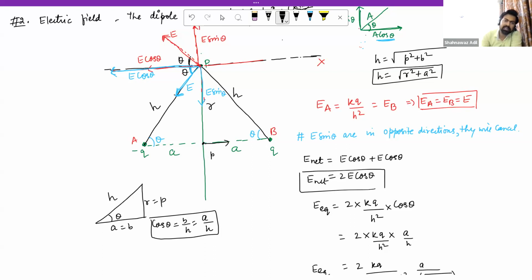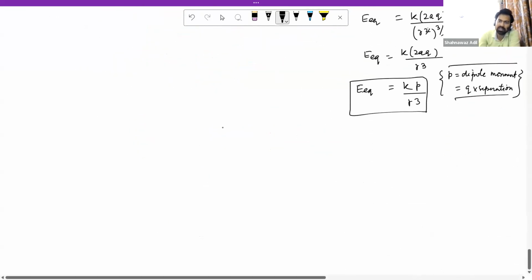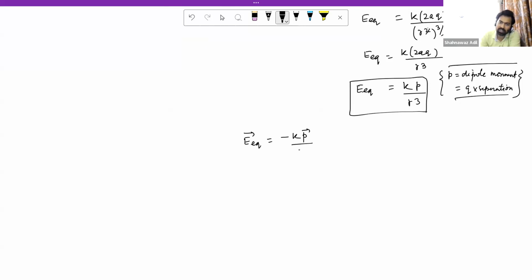And you see that electric field is in the opposite direction, right? So that will have minus P hat direction. So this is P hat, this is minus P hat. So in the case of equatorial point, if I write it in vector notations, this would be minus Kp divided by R cube. So this is the electric field of the dipole at the equatorial point.